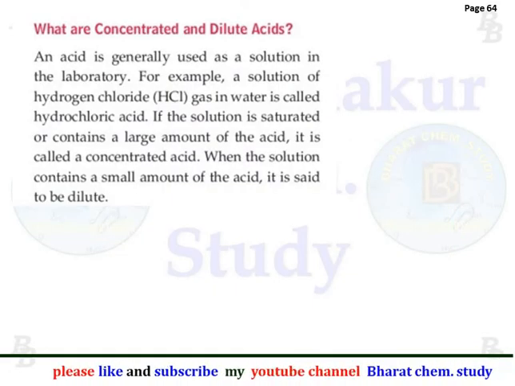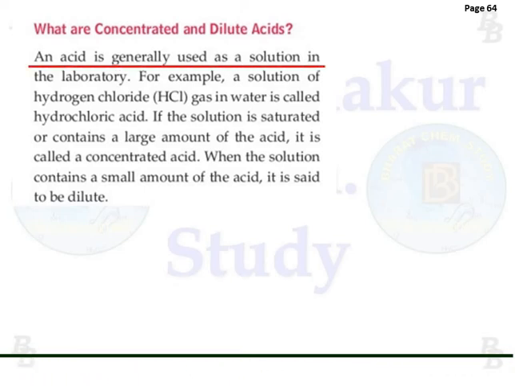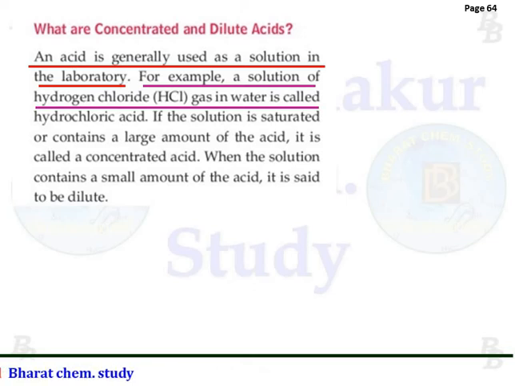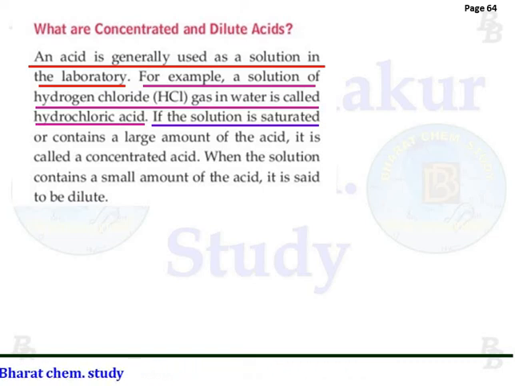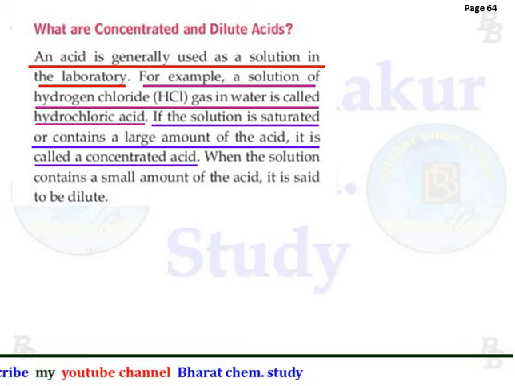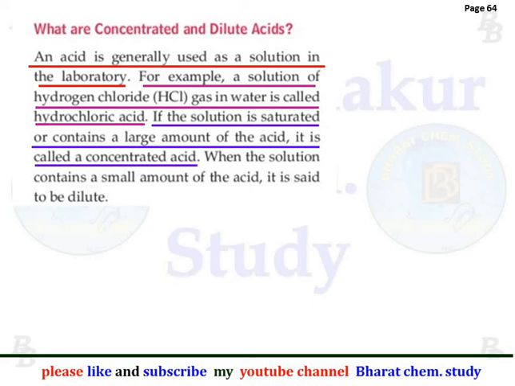Now we are going to study the next topic, concentrated and dilute acids. An acid is generally used as a solution in the laboratory. For example, a solution of HCl gas in water is called hydrochloric acid. If the solution is saturated, that means it contains a large amount of acid and a very small amount of water, it is called concentrated acid. So students, concentrated acid means that it contains a large amount of acid and very little water.